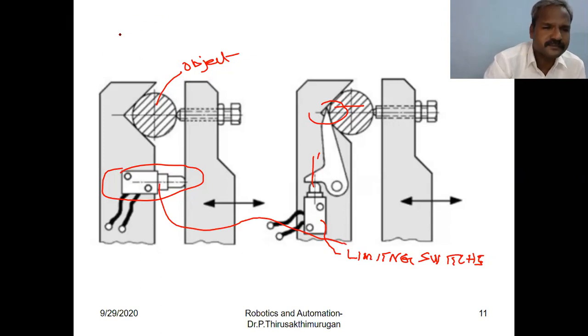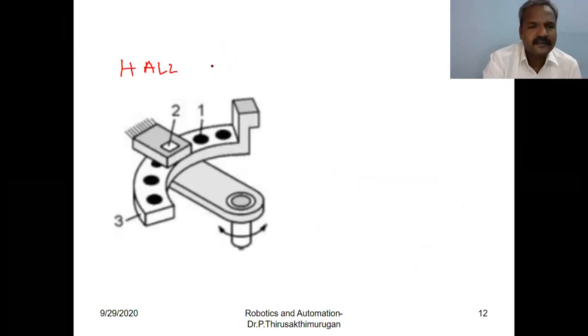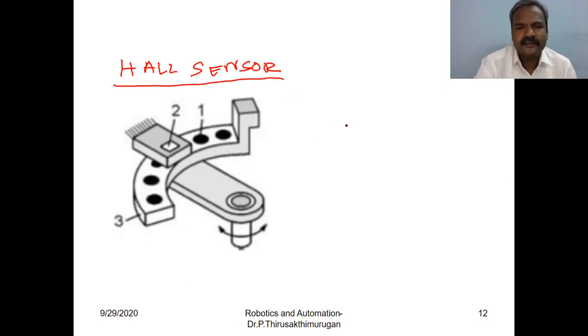So monitoring with the help of limit switches. This is a Hall sensor employed in a gripper. You know the Hall effect? What is a Hall sensor? What is the Hall effect?